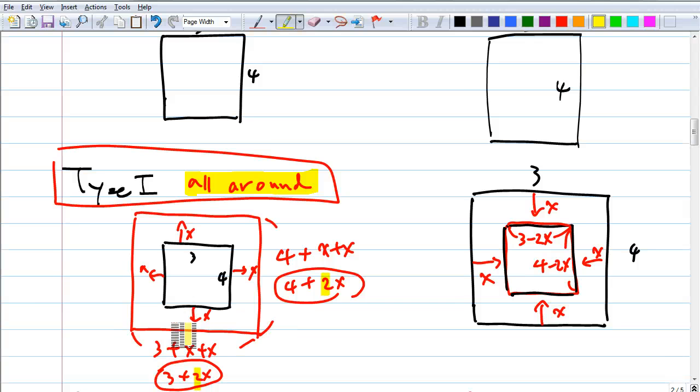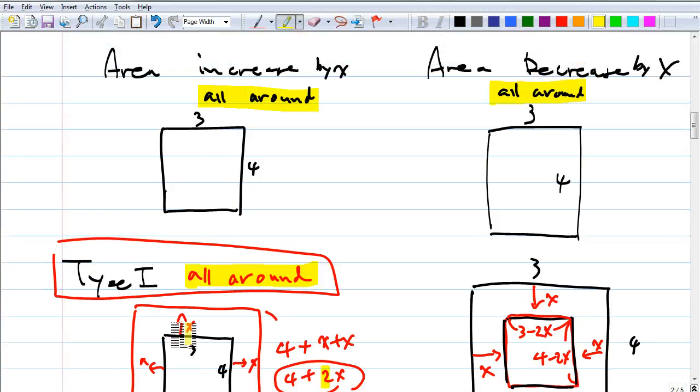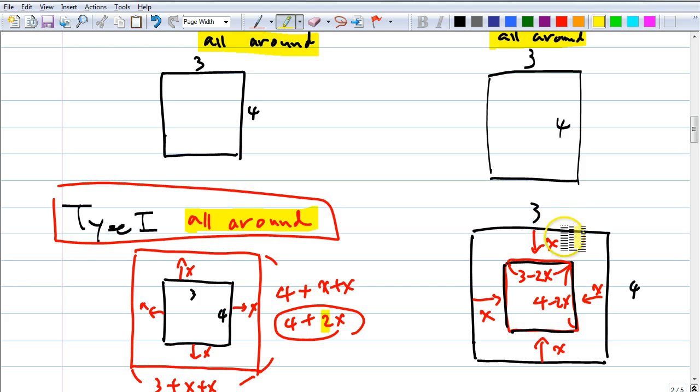Now, if they could increase it, they could also decrease it. Look at this one. Area decreased by x all around. So if you had 3 by 4, you see how I could decrease by x all around? So if it's 3 by 4, and I'm decreasing all around, look at my new width. Isn't it 3 minus 2x?